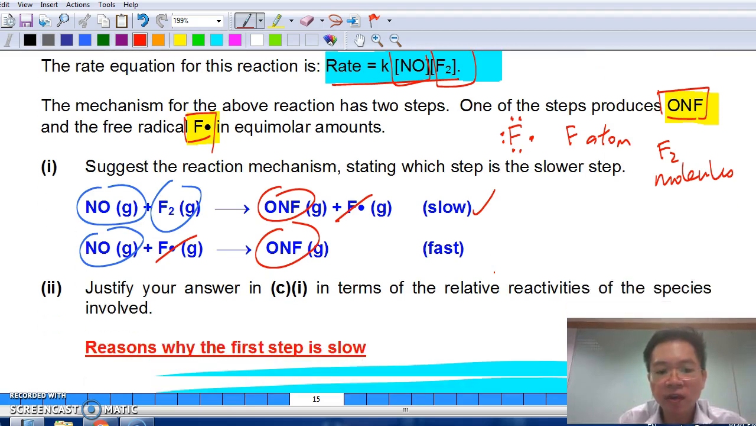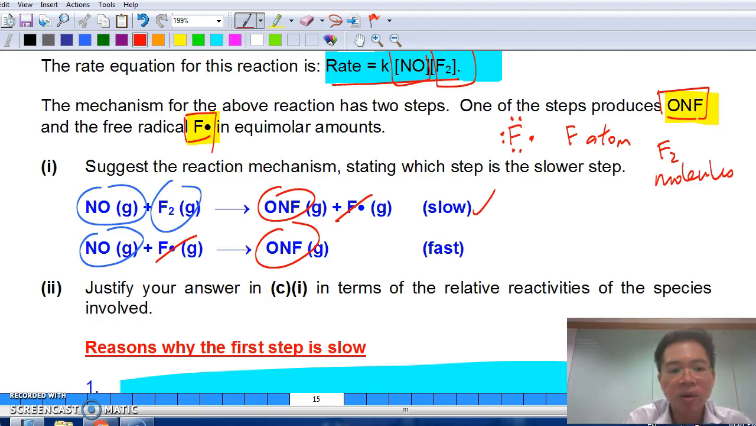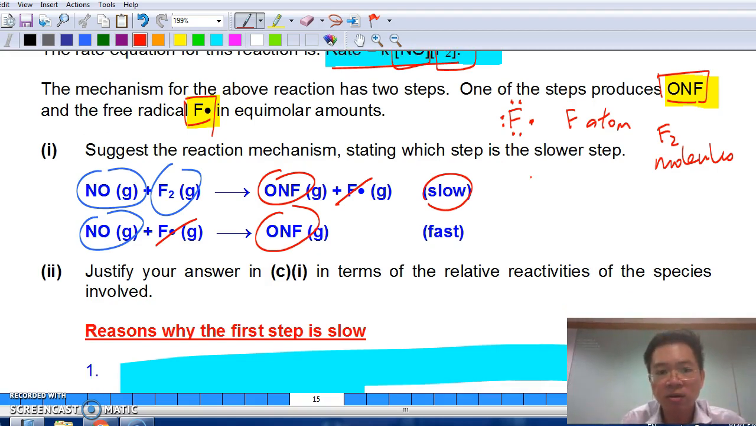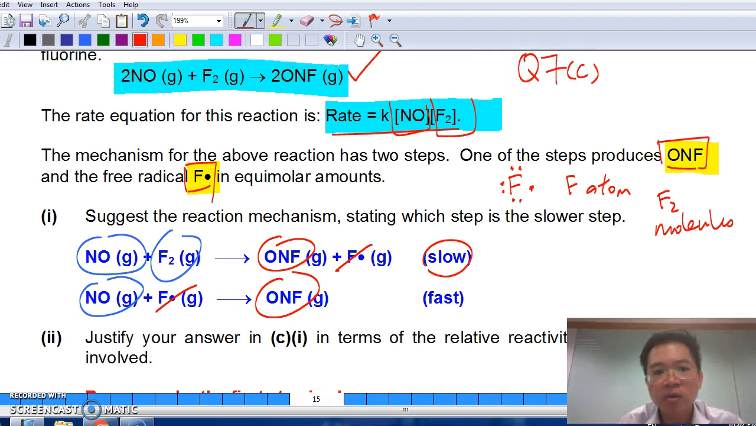To justify my answer, this part 2 mainly wants to ask you why we consider step 1 as the slow step. Of course, we know that the rate equation corresponds to the slow step. But if we look at it energetically, why would step 1 be slow? Slow means that it needs more energy. That means the activation energy is higher.